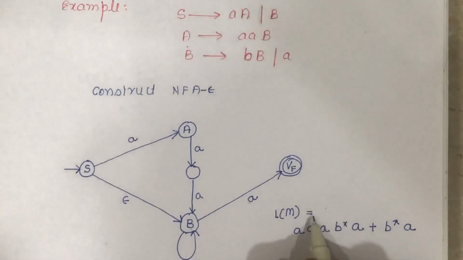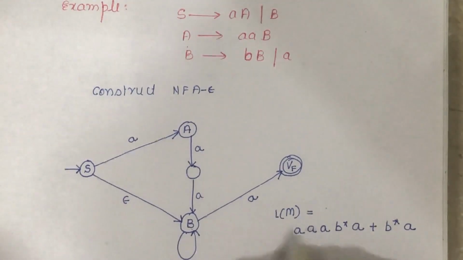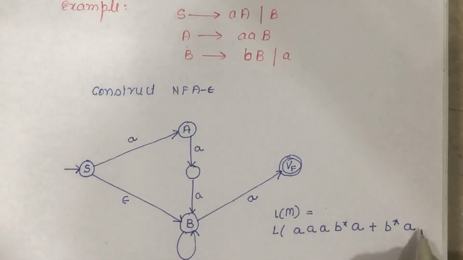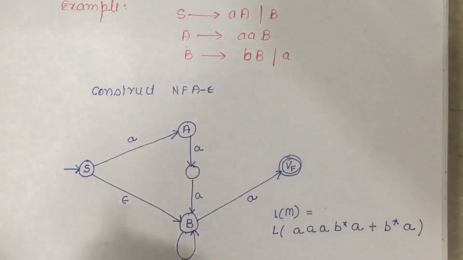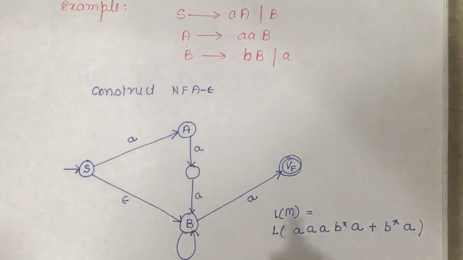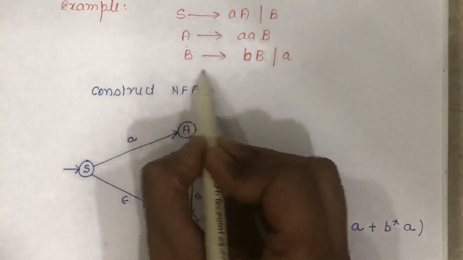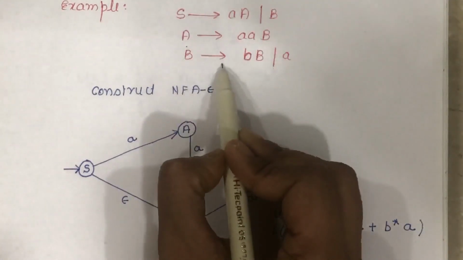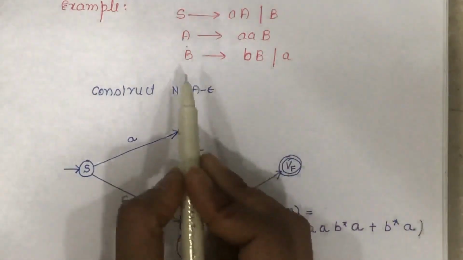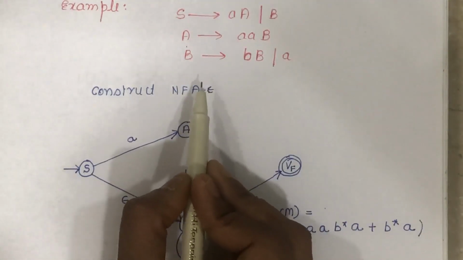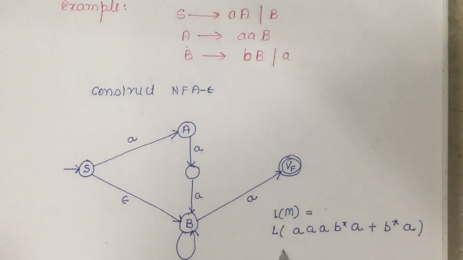So here the language produced by this machine will be the language corresponding to this regular expression. Similarly, we can obtain the language that can be produced by this grammar, and we can find that the language produced by this grammar and the language produced by this automata are both the same. So in that way we can prove that right linear grammar generates regular language.